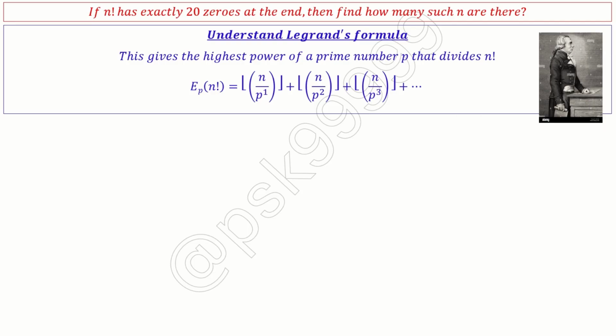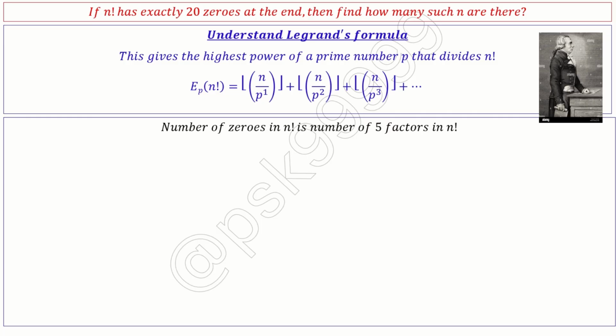Now let's apply this formula in the given problem. The number of zeros in n factorial is nothing but the number of 5 factors in n factorial. Understand carefully, it is not the number of 10s, basically. It is the number of 5s. 5 factorial has a 5 into 2, which is 10, so you get 1 zero. In 5 factorial you have one 5. Now 6 factorial, 7, 8 and 9 factorial all have one 5, so you get only 1 zero in the end.